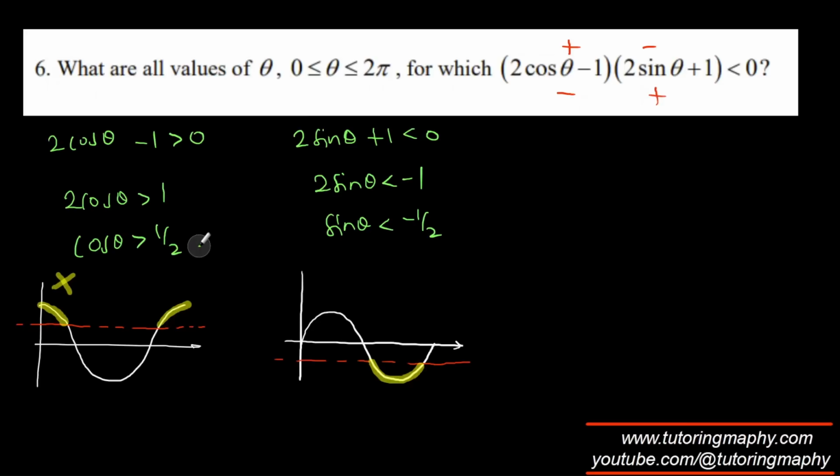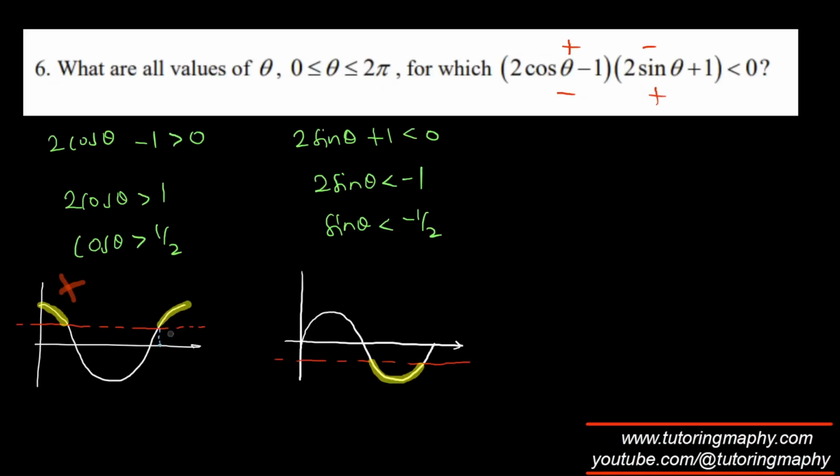Because both should be convinced, right? Both should be happy. This should also be positive and this should also be negative. But in this region, only cosine is happy. Sine is not happy, right? Sine is not having any solution. So probably there is an overlap on the right side. So let's figure out the angle now.